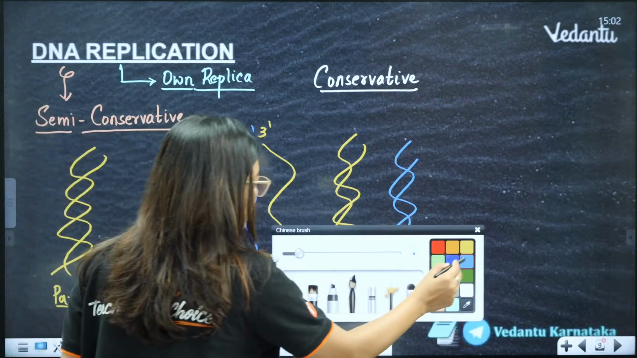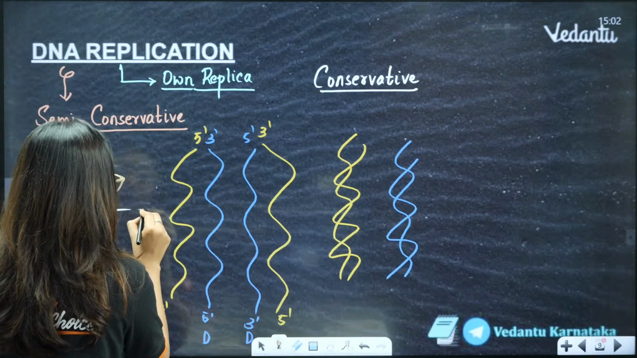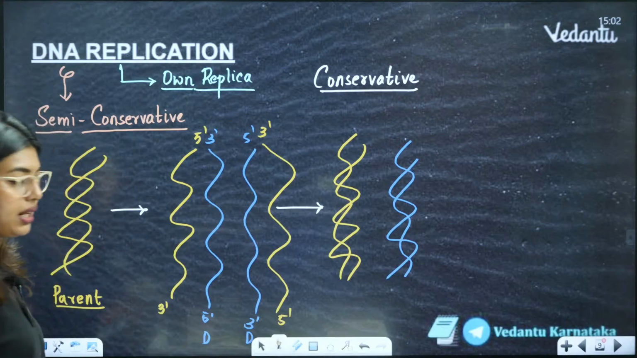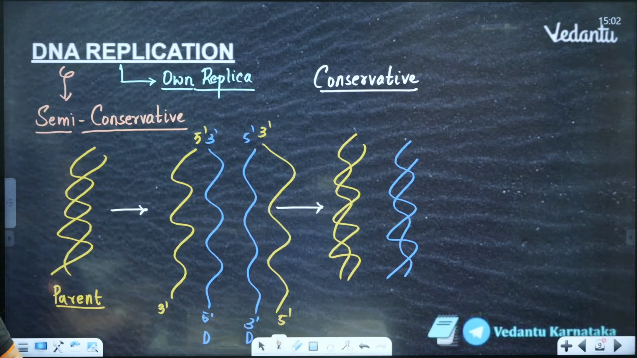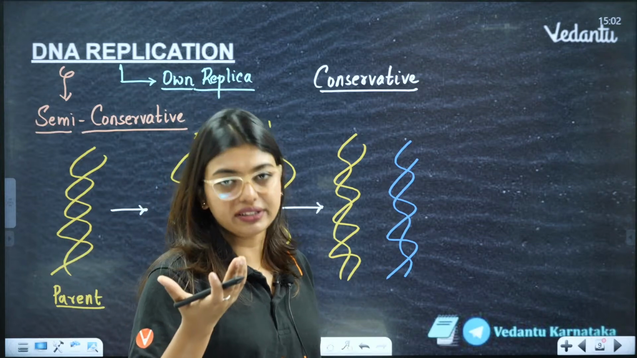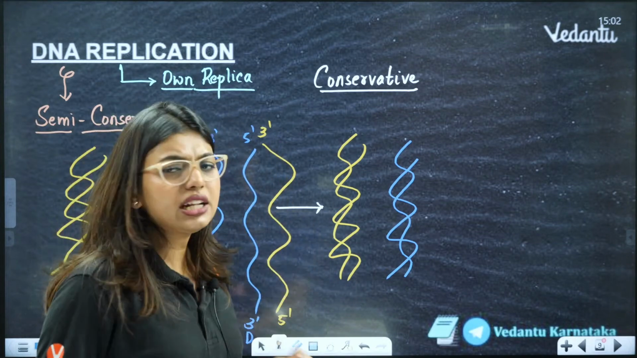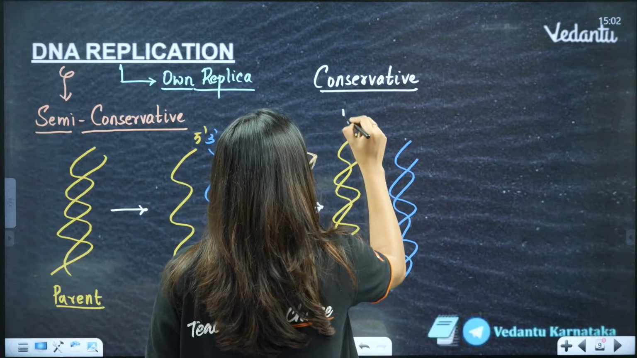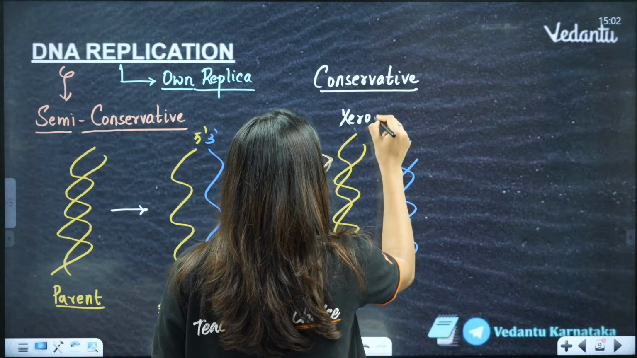So, what happened, students? I used this as a template. After separating it, I formed the daughter strands, and then this is what is going to happen. Now, what is happening in our DNA is a little different. You can remember it with a simple example. See, imagine this is your Xerox copy. This is ma'am's Xerox copy.